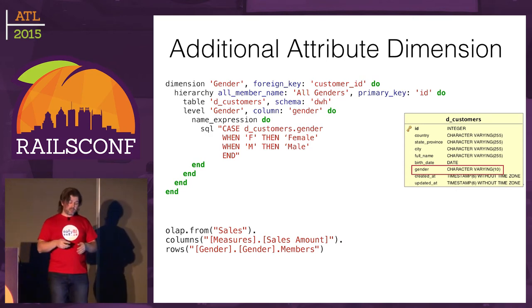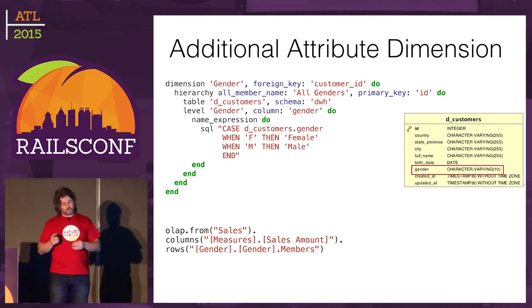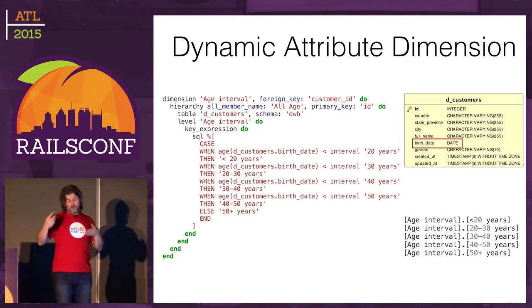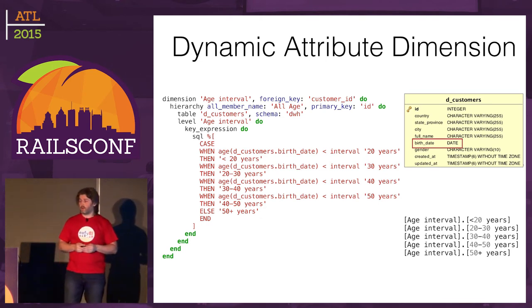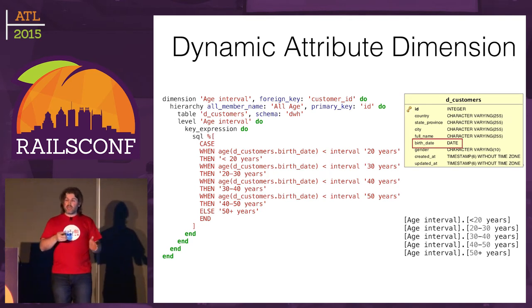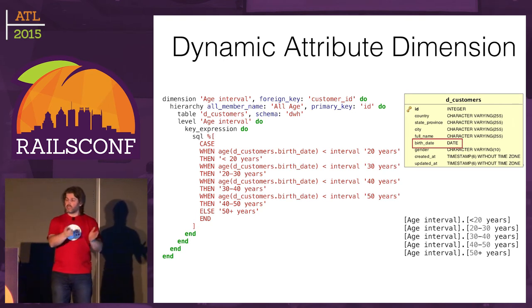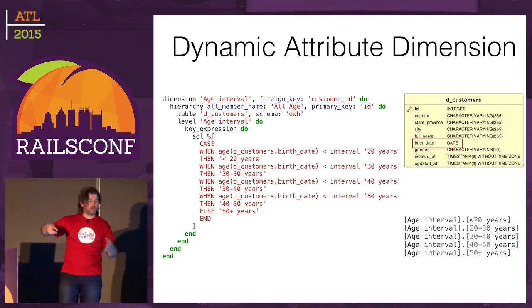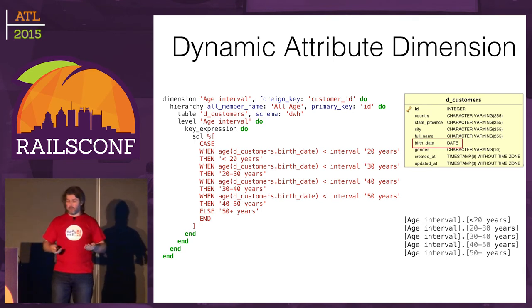Then we can use this dimension in the same way as any others in our queries. In addition, we can do even more advanced dynamic attribute dimensions. For example, we have a birth date for our customers, and we would like to analyze sales by customer age and split it into several intervals, for example, less than 20 years, 20 to 30 years, 30 to 40, etc. But we have a birth date, so we need to calculate it dynamically.